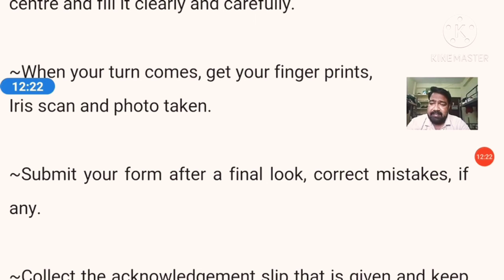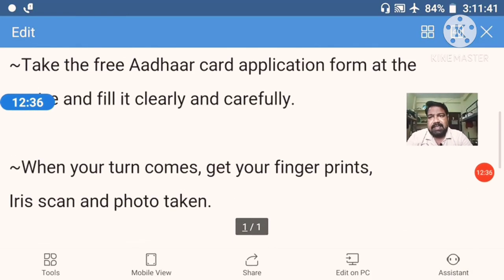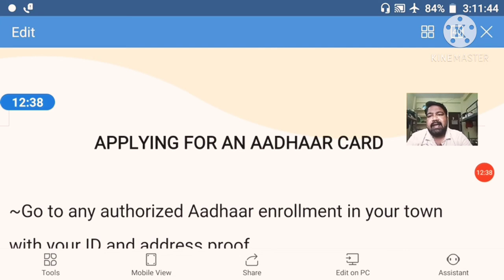Correct mistakes if any. Then collect the acknowledgement slip that is given and keep it safe with you carefully till you receive the Aadhaar card by post. So this is the process of applying for an Aadhaar card. So this is how you can write in your examination.